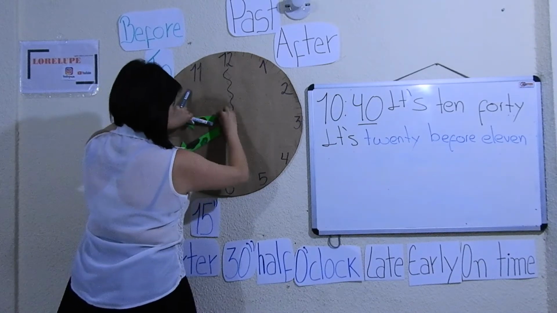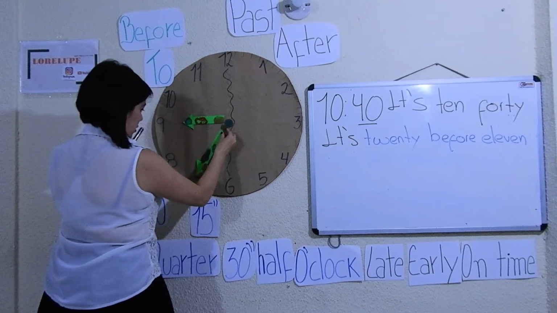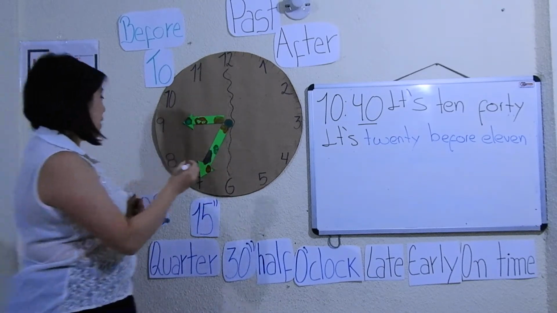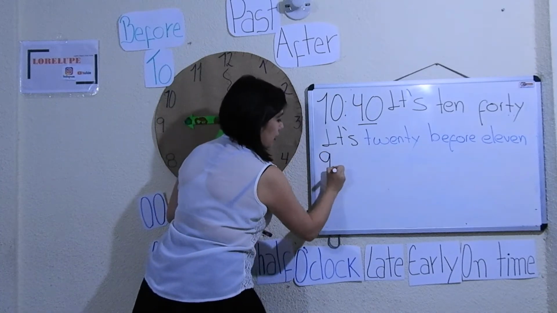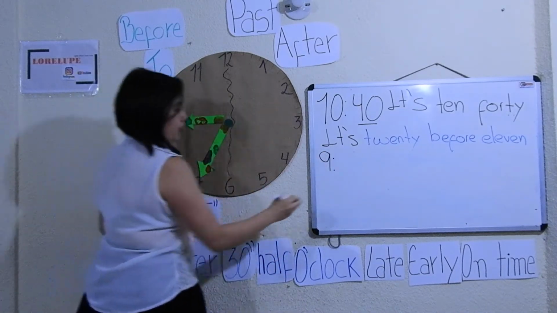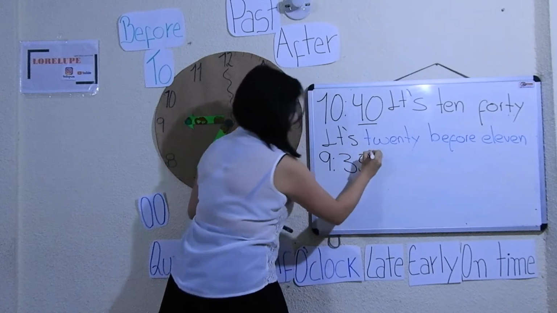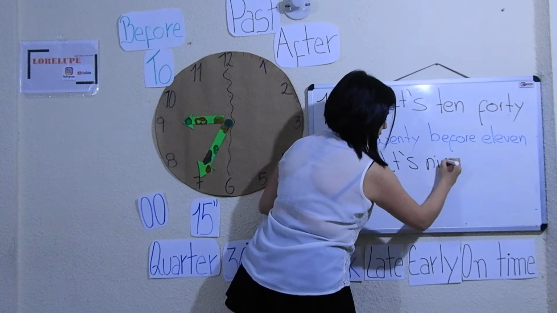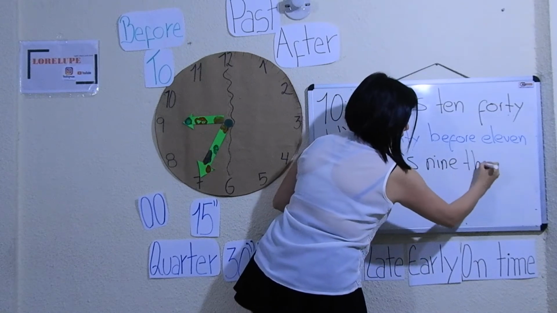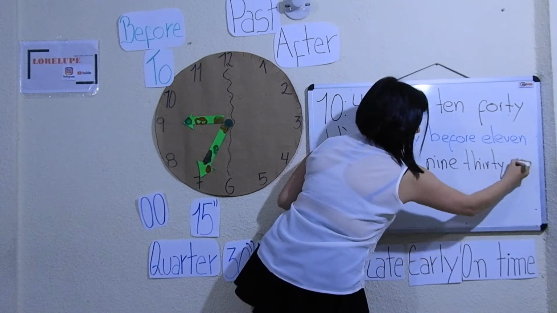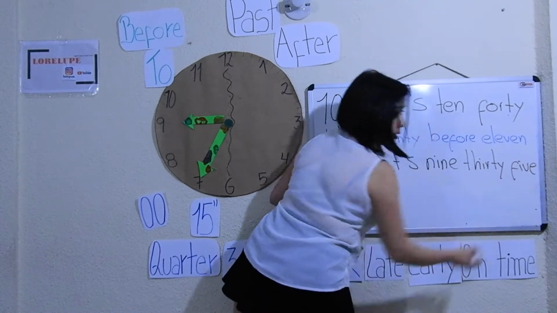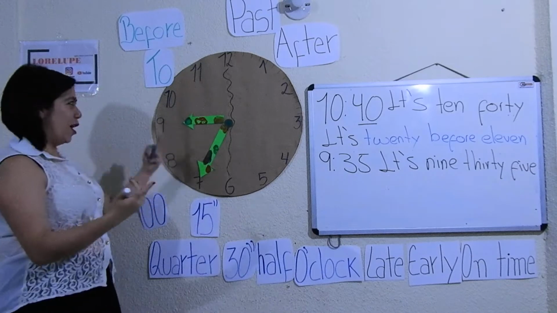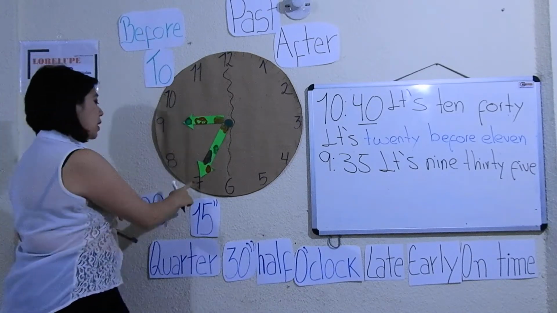So, another example. In that case. Now, in this example, we could say 9:35. So, it's 9:35. Easy. Fácil. It's 9:35. Now, using the words before or to.